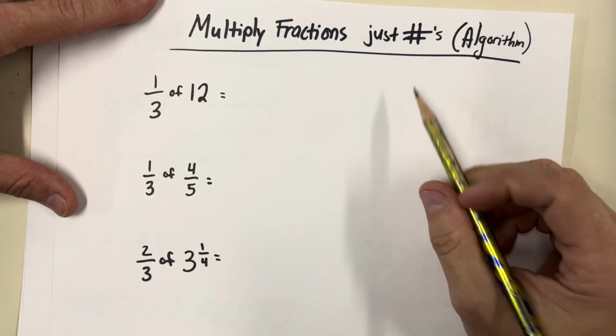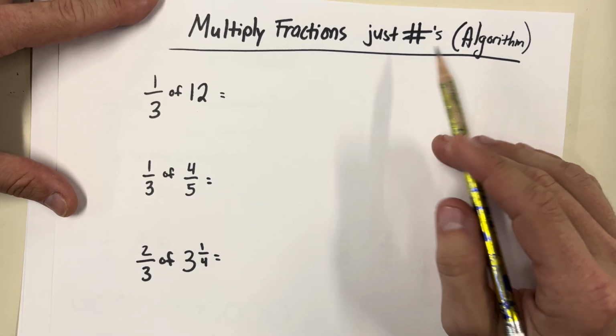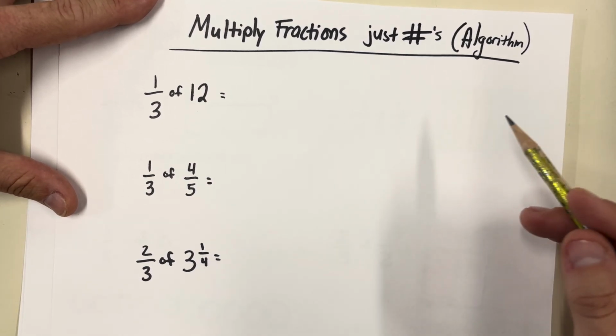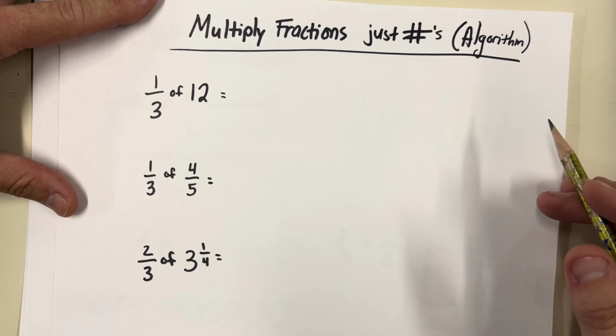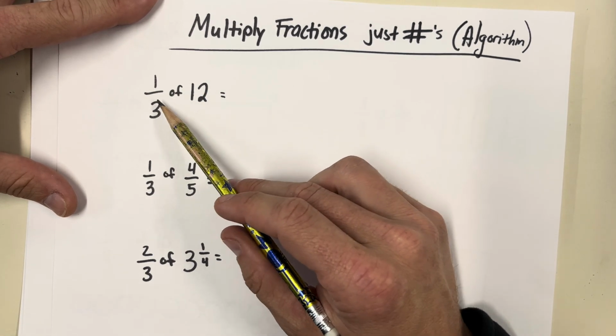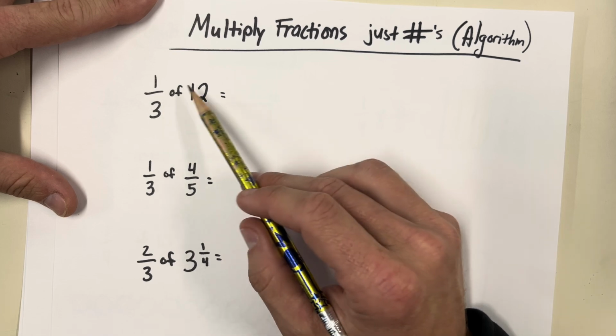When we're multiplying fractions, just using numbers, no pictures, we're going to use an algorithm because that's a quick and efficient way for us to get our answer. But it does help also to know what we're talking about. So if we're going to take 1/3 of 12, notice that this is a fraction, and we're going to take a part of this number.